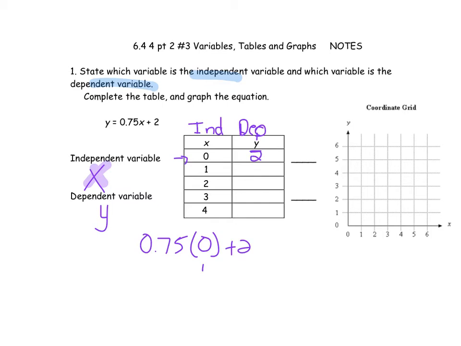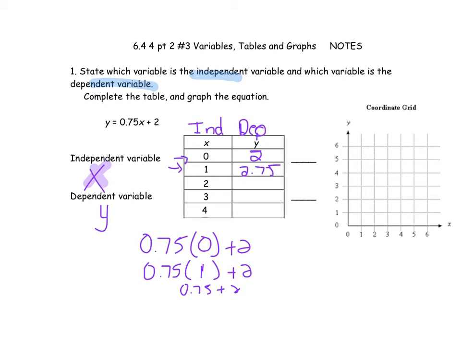Now we do the same thing. 0.75, leave a place for that x, plus 2. This time our x is 1. So 1 times 0.75 is 0.75, plus 2 is 2.75. So if we had context, it might be we paid $2 to get in and paid 75 cents for one game. So every time we're going up another 75 cents.